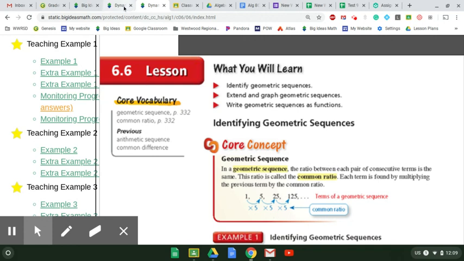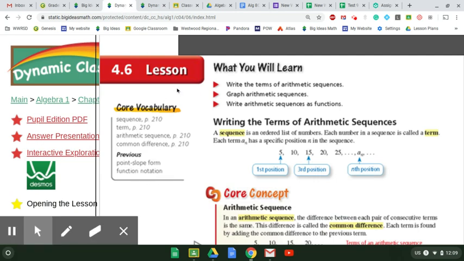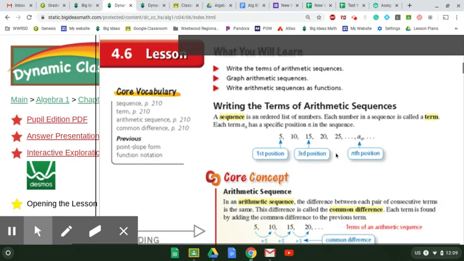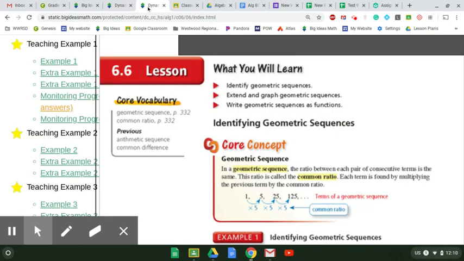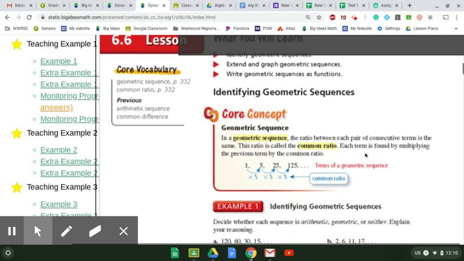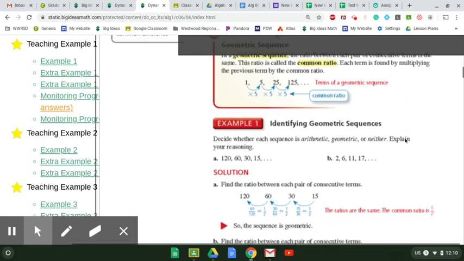Just want to do a quick reminder. Remember back in section 4.6, we learned about arithmetic sequences, and in an arithmetic sequence, the difference between each pair of consecutive terms is the same. The difference was called the common difference because each term is found by adding the common difference to the previous term. So look at the pattern down here. You're adding a common difference to get to the next term. That's for arithmetic, and that goes along with a linear function. So again, to go back to our geometric sequence, we are multiplying by the same number every time. So let's take a look at example 1.